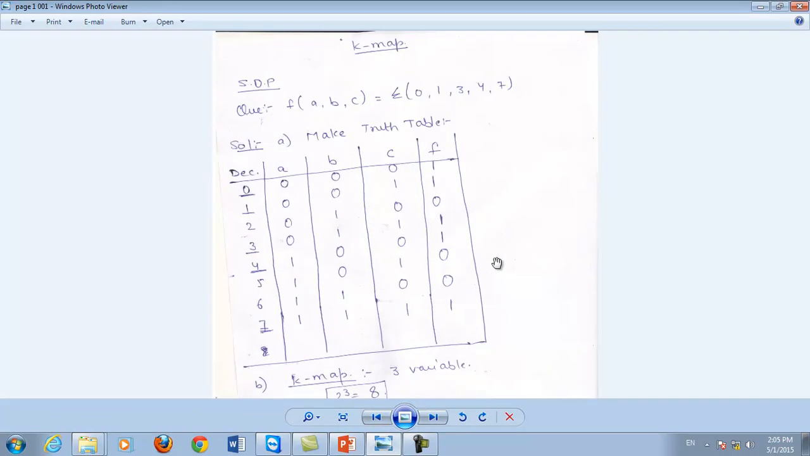This is the question: function of ABC is equal to sigma 0 1 3 4 7. As in the previous session I told you that there are two types of equation, that is sum of product and product of sum. If there is a sign of sigma, it means here you have to find out the sum of product, and if instead of sigma there is a sign of pi, then you have to find out the product of sum.